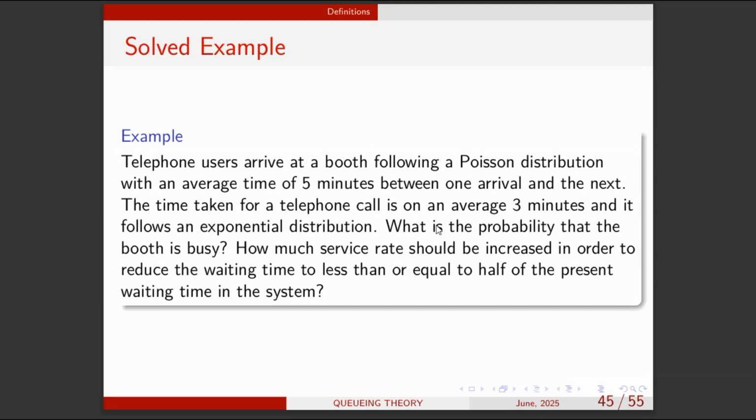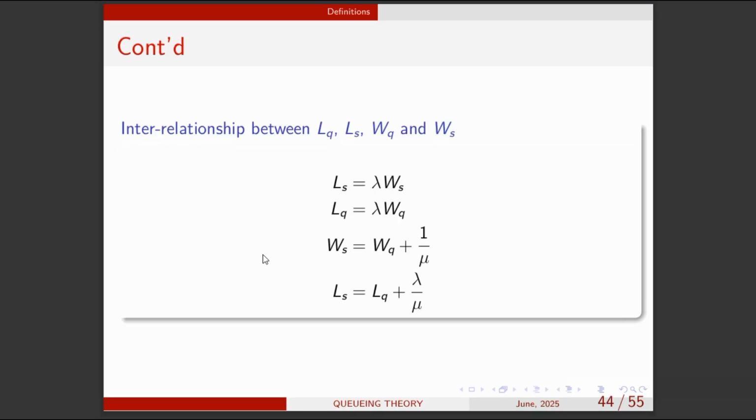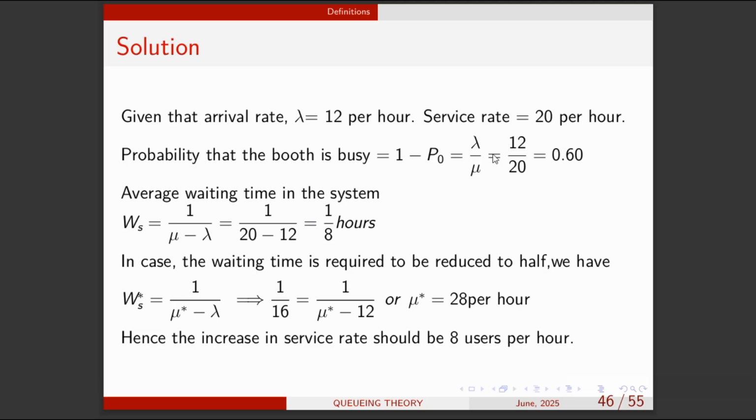Now let me move back and see the goal of the question. What is the probability that the system is busy? The system being busy is rho, right? And rho is equal to lambda over mu. So that will just give us 12 over 20, and that's 0.6.